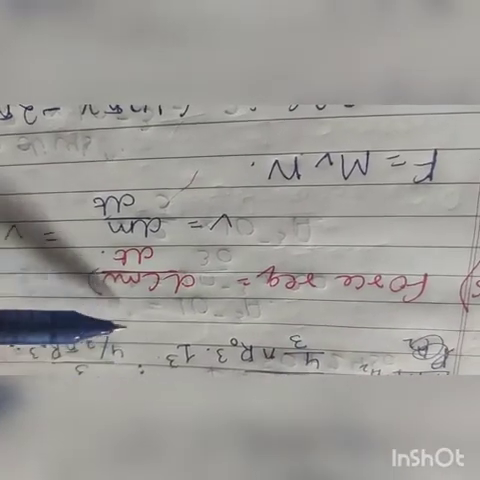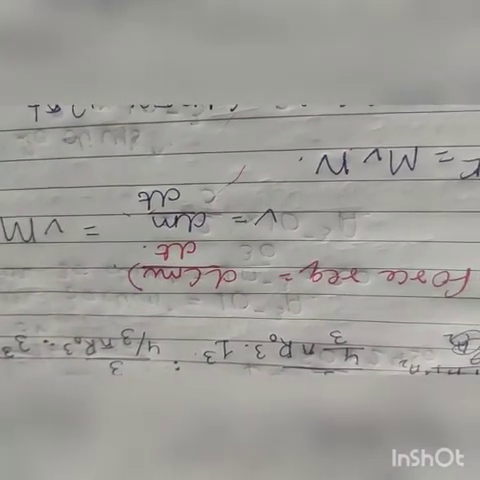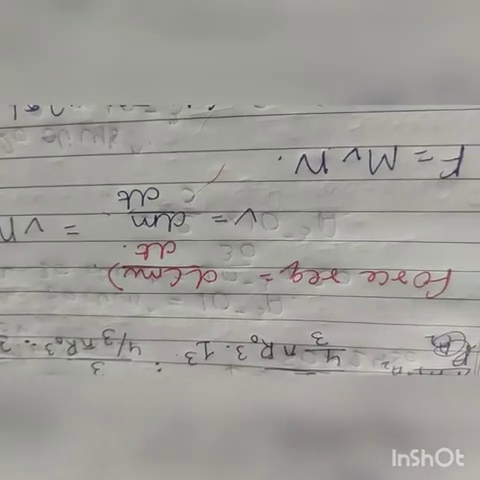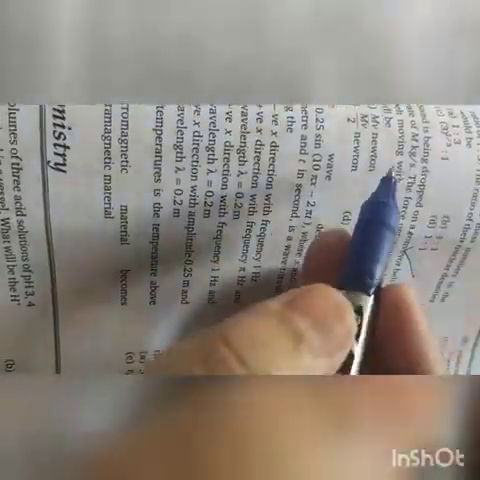Force required is equal to dp by dt, which is v times dm by dt. So it comes out to be v into m, so it is mv Newton. So here it is mv Newton.